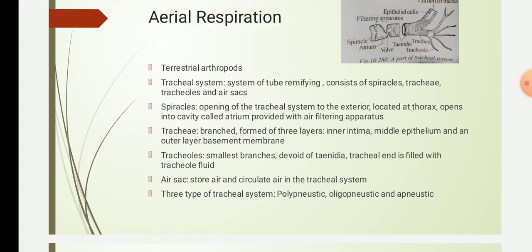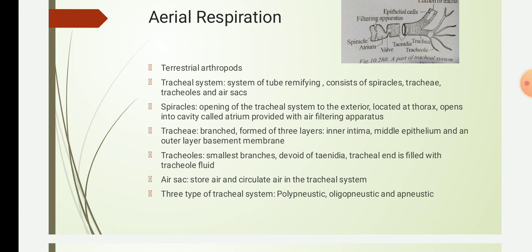Then the last part, the fourth part of the tracheal system, is the air sac. The air sac is the dilated form of the tracheae. The dilated form of the tracheae gives rise to the air sac, and it helps in the storage of the air and circulates the air in the tracheal system.